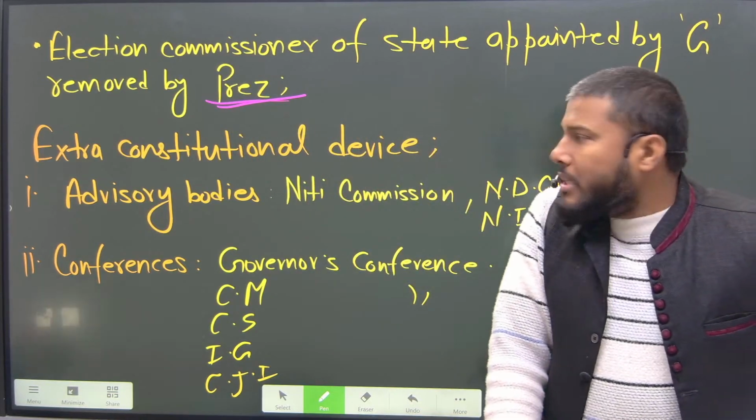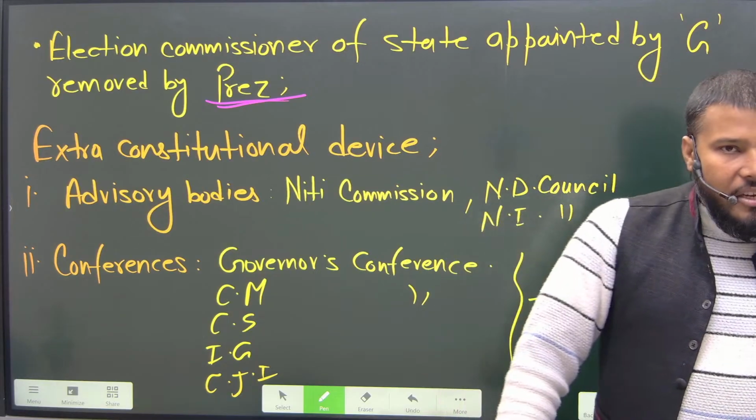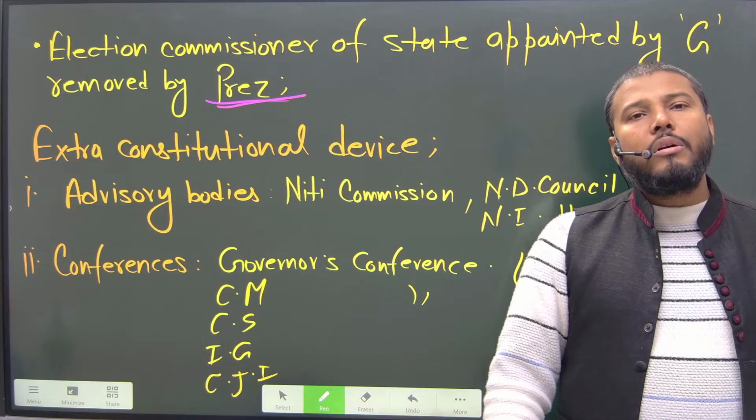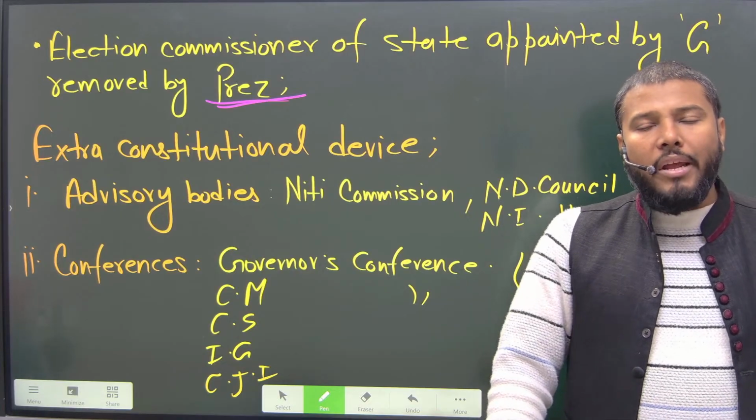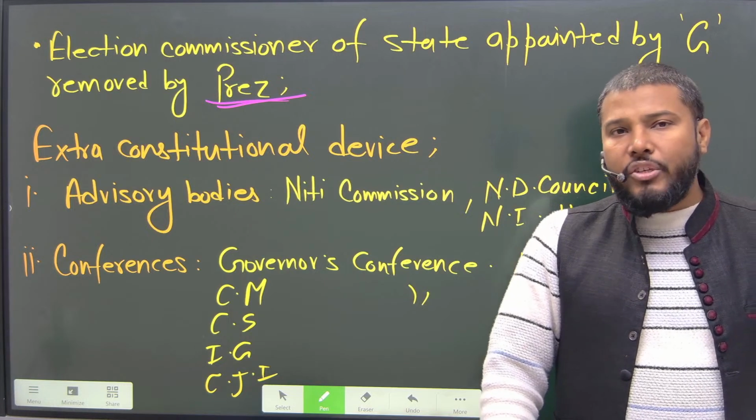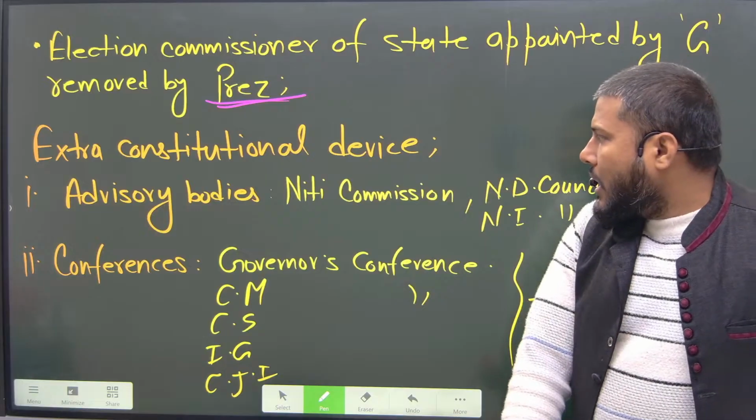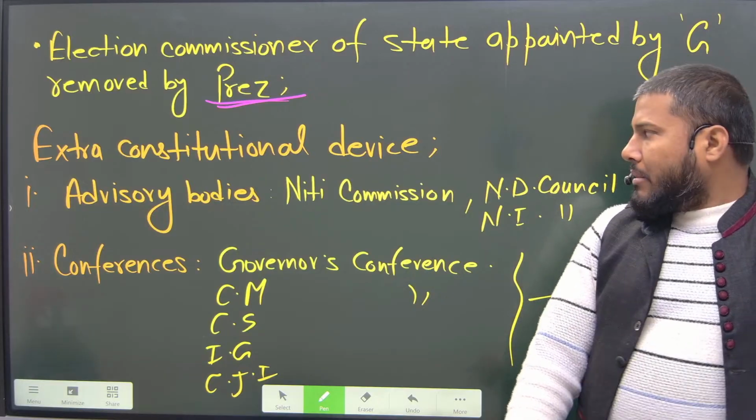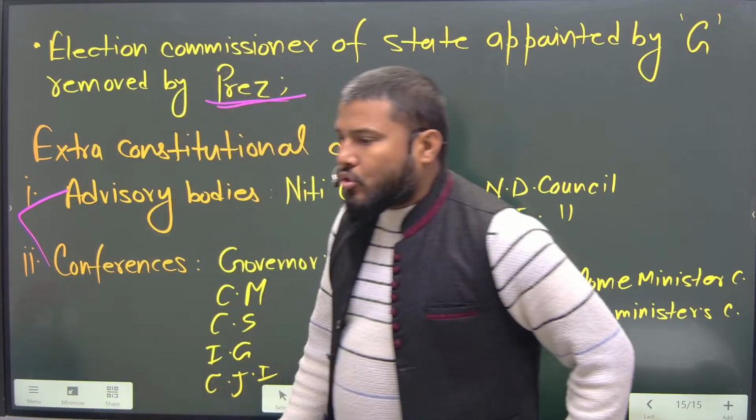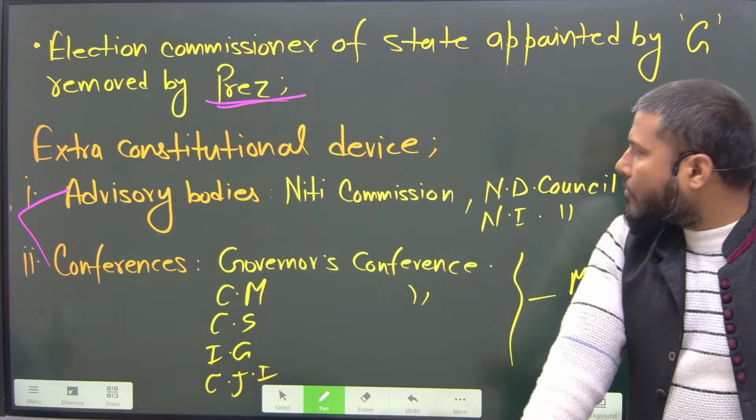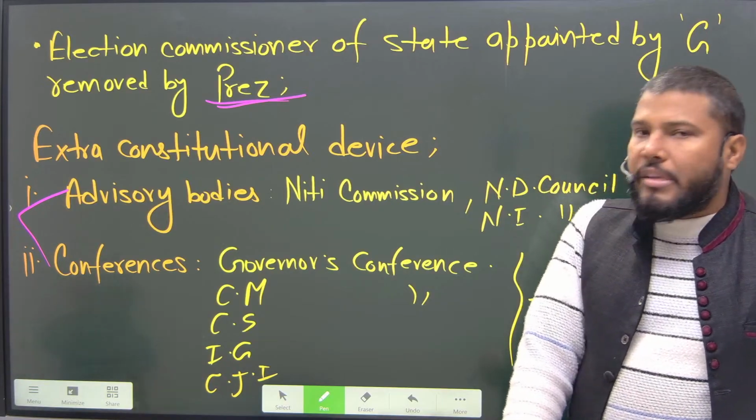Now the last one is extra constitutional devices. There are several extra constitutional devices to ensure the cordial executive or administrative relationship between the central and state government, some of which I have written here for you. In broad categorization, we can divide these constitutional and non-constitutional devices into advisory bodies and conferences.